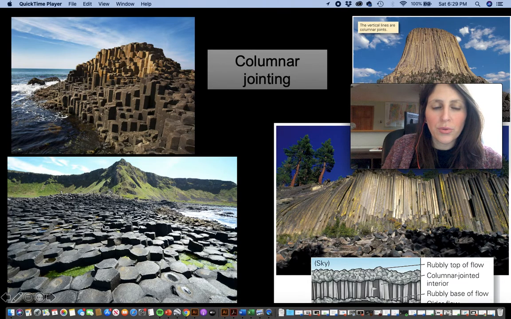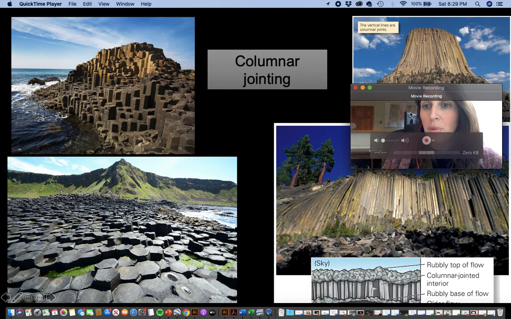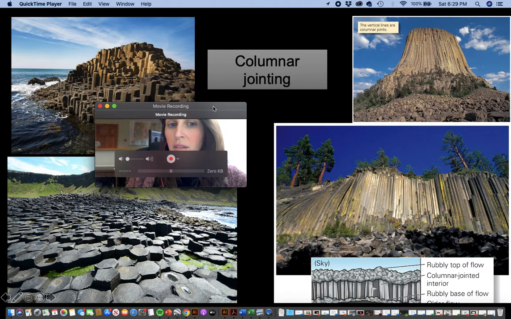These two images are from Giant's Causeway in Ireland, and you can go there. It's in Northwest Ireland, and you see these really beautiful hexagonal columnar basalts. These usually form in basaltic flow, but you can get some columnar joints in different types of magma.